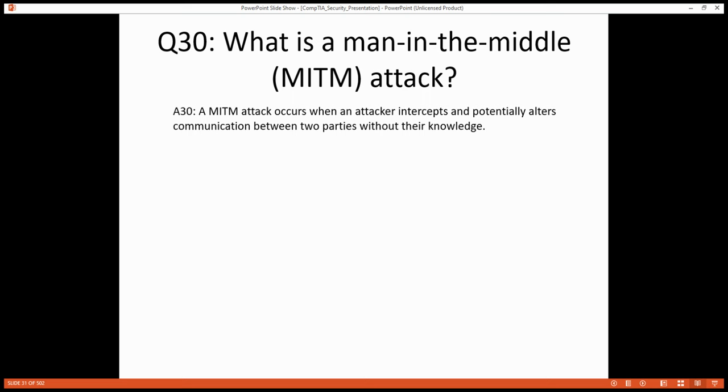Q30. What is a man-in-the-middle (MITM) attack? A30. A MITM attack occurs when an attacker intercepts and potentially alters communication between two parties without their knowledge.